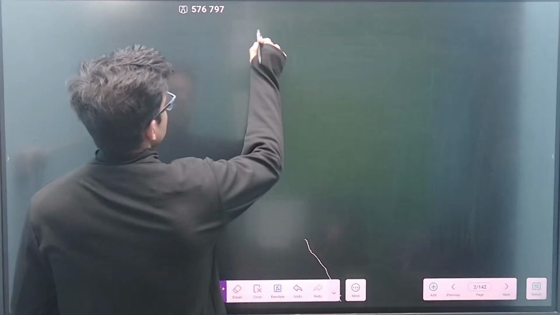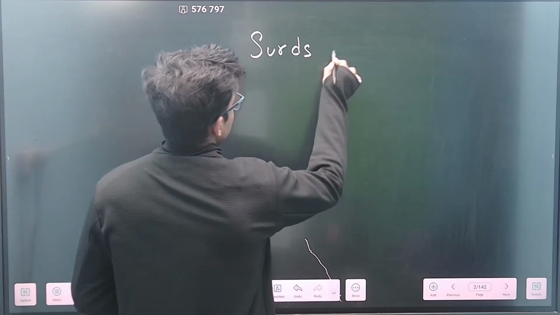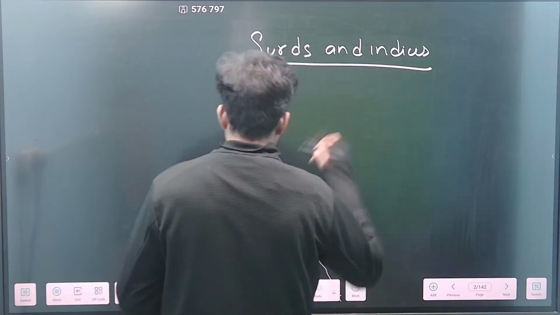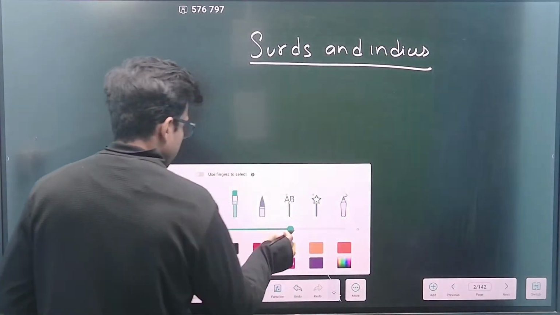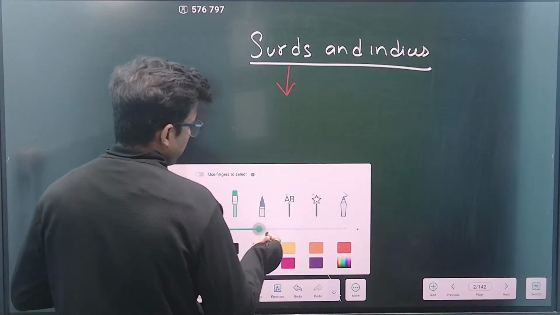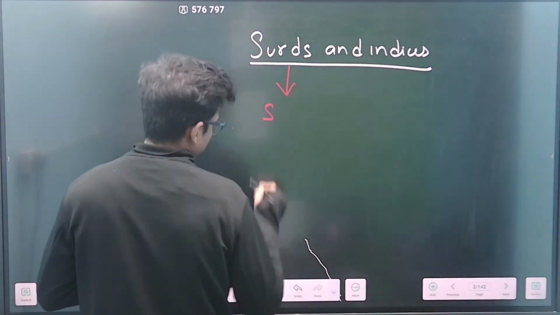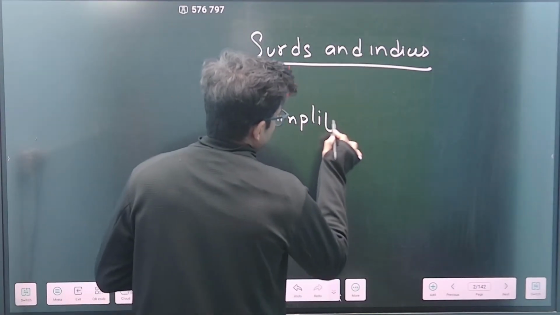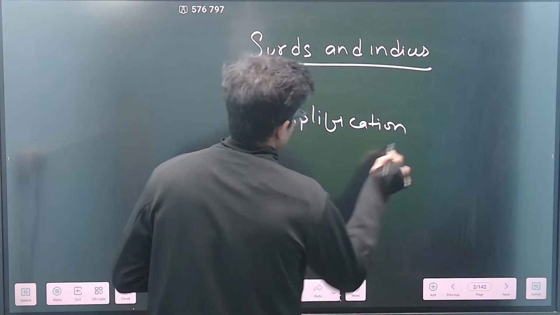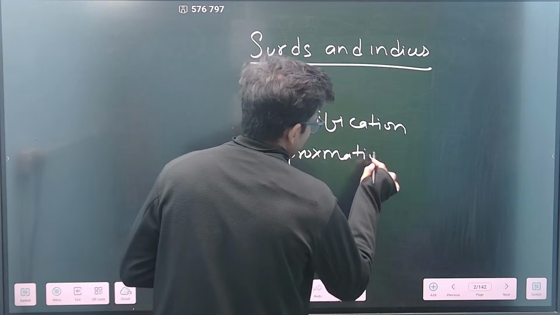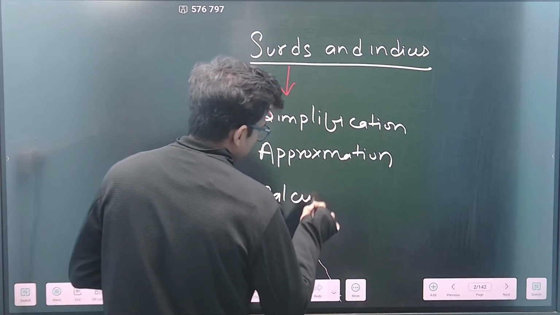Today's discussion will be on the topic surds and indices. If you have prior knowledge of this topic, it will help you solve problems very fast. You can solve problems of simplification, and also problems of approximation. This topic may also help you in the calculation part of calculation skills.